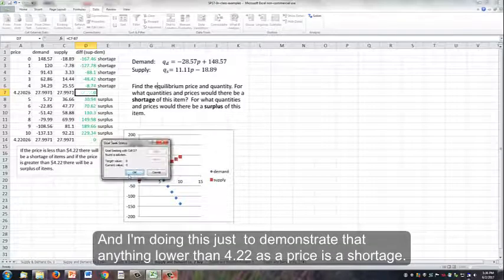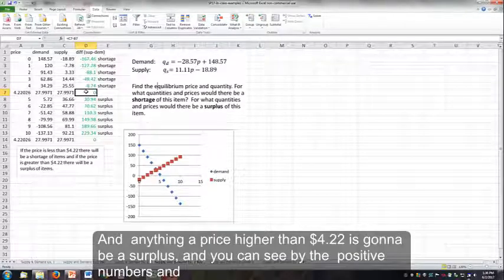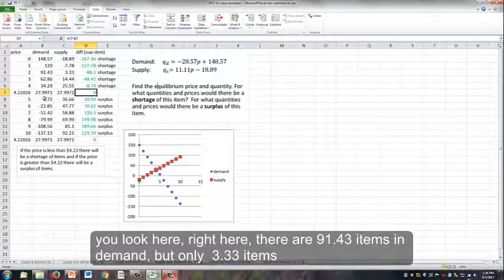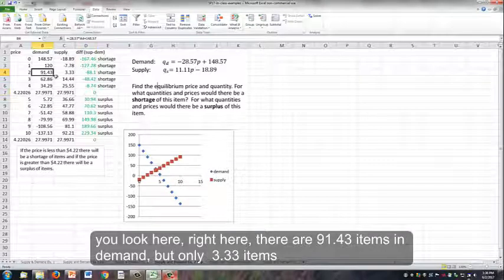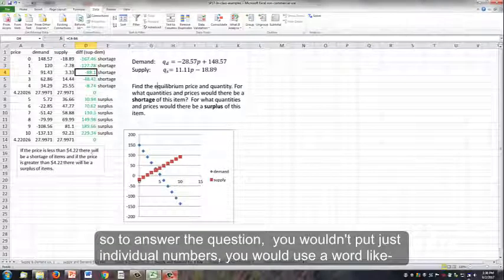And I'm doing this just to demonstrate that anything lower than 4.22 as a price is a shortage, and any price higher than $4.22 is going to be a surplus. And you can see by the positive numbers, and you can look right here, there are 91.43 items in demand, but only 3.33 items in supply. So that's a shortage. So to answer the question, you wouldn't put just individual numbers.